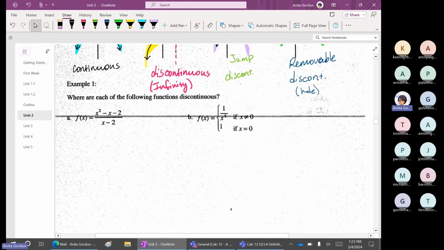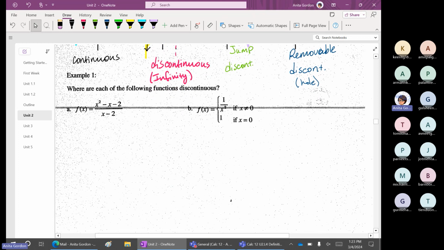So for the following, which of them are discontinuous, or where are they discontinuous? Let's take a look here. We have a function. I can see that I have a non-permissible value where x equals 2. I need to decide: is this an asymptote, is this a jump, or is this a hole? The way I'm going to do that is by finding the factors. Looking at the top, I have x squared minus x minus 2. That is a trinomial, a quadratic, so I should be able to factor it, with x minus 2 and x plus 1 on the top.